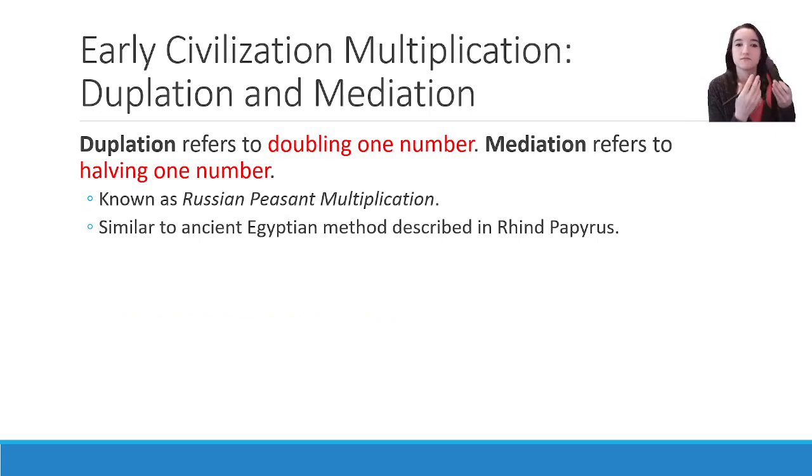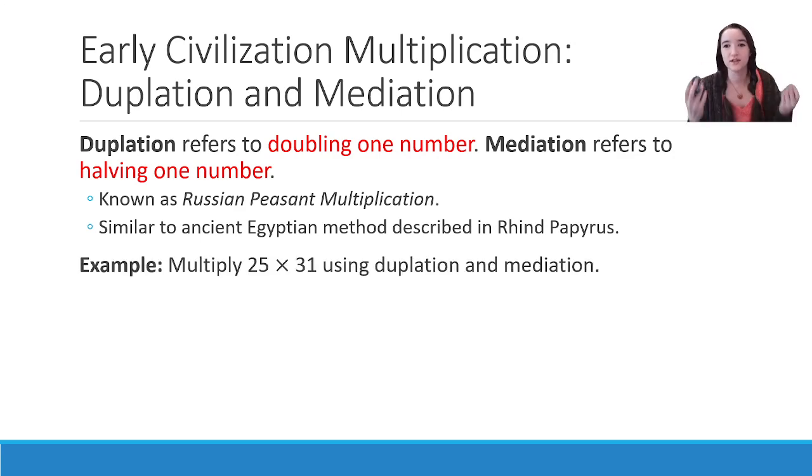So, first method we're going to look at is called duplation and mediation. So duplation refers to doubling a number, like duplicating. Mediation refers to halving a number. Medium means middle, right? So doubling and halving. This is also known as Russian peasant multiplication, so you can kind of see where it might have come from, but it's very similar to an ancient Egyptian method that's described in the historical Rhind papyrus. We don't need to know the full history of it to really understand how to do it, though.